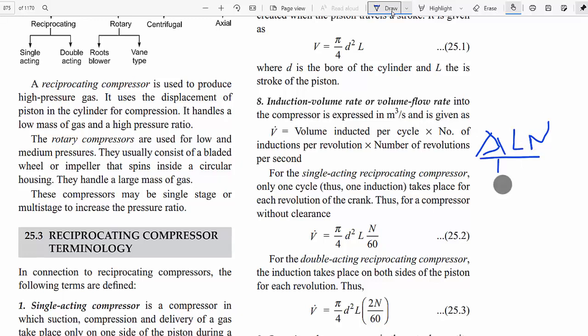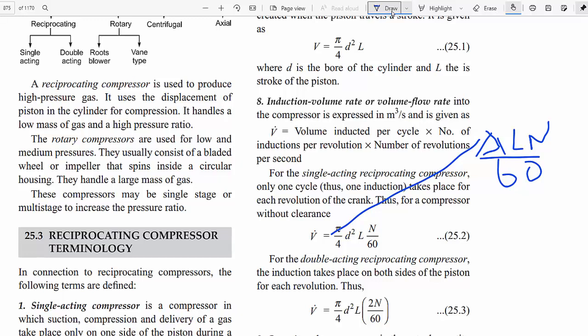ALN by 60. Here A is pi by 4 d square, L is stroke length and N is speed. For double acting, the compressor sucks air on both sides of the piston. That's the only difference. Therefore, it is 2ALN by 60.